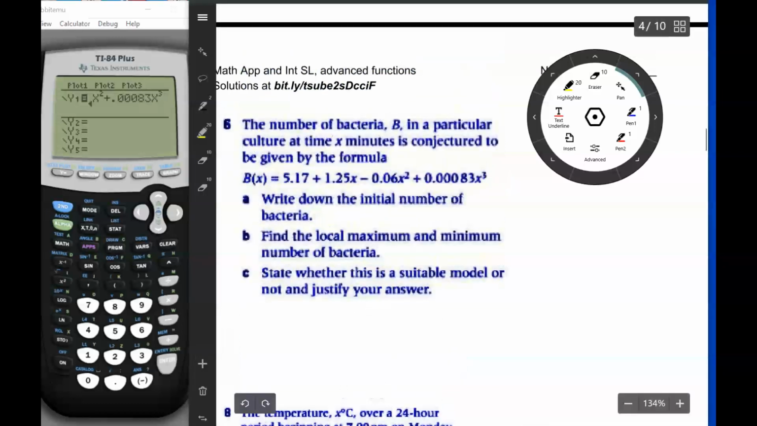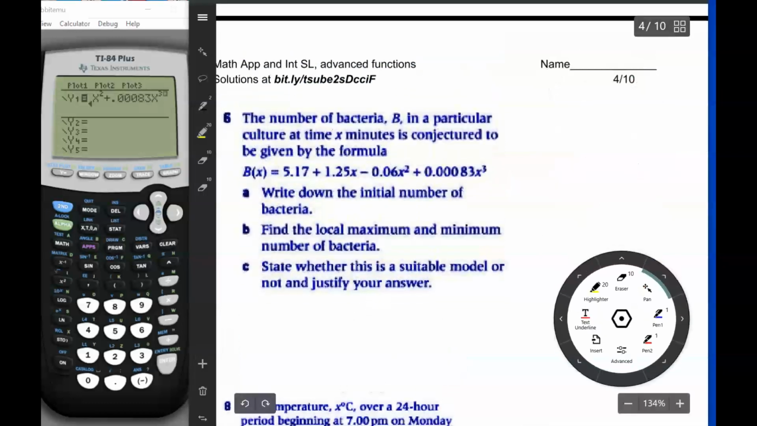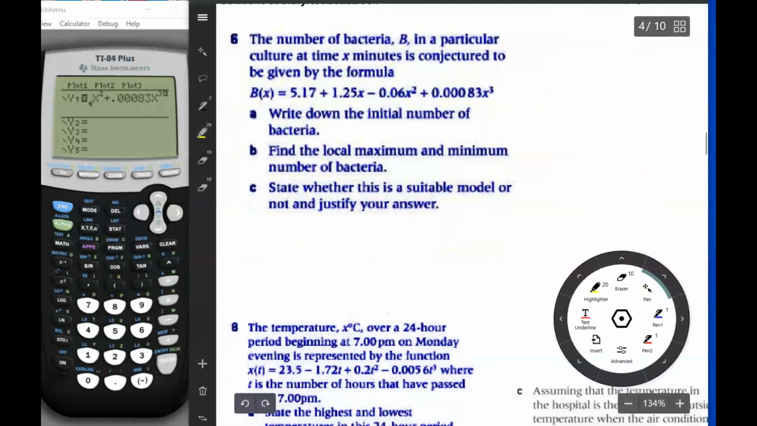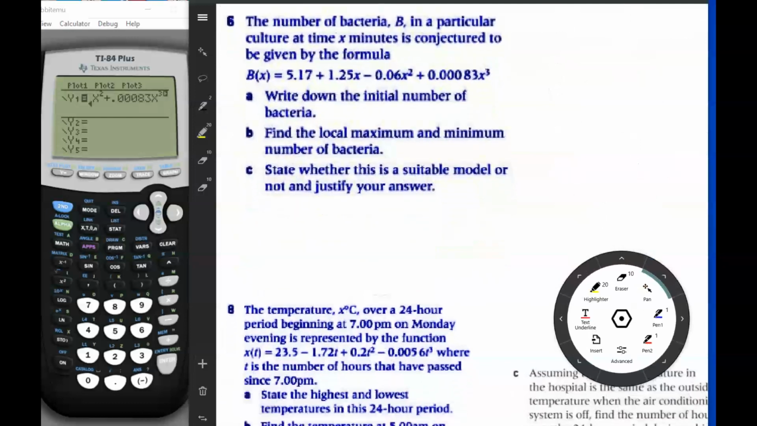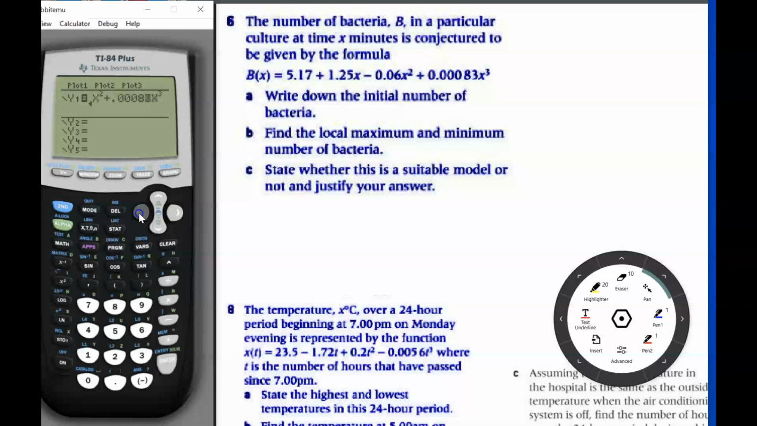Okay, here we are on page 4, and these are a continuation of the applications problems. Most of these we're not graphing them. So we're going to do number 6, and the first thing I did was I took this and I typed it into y equals. Here it is right here.